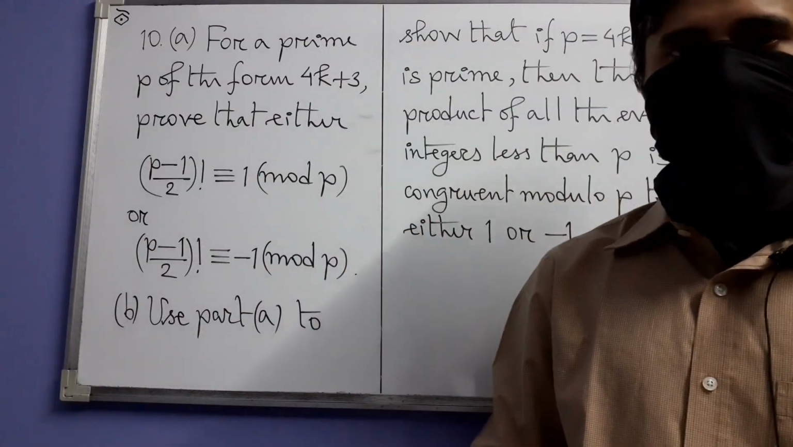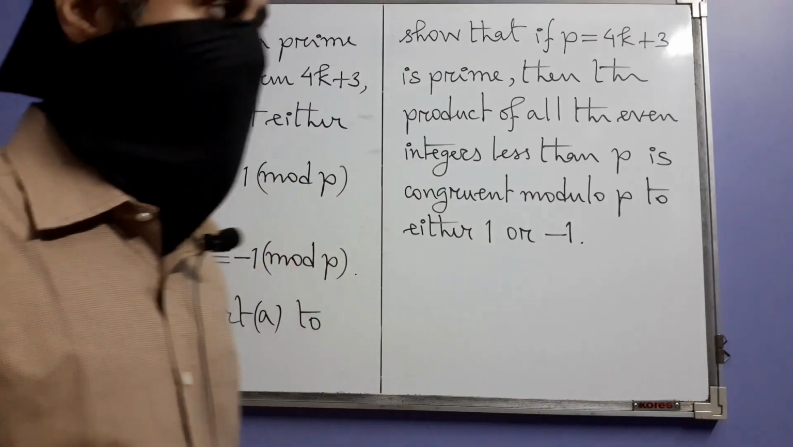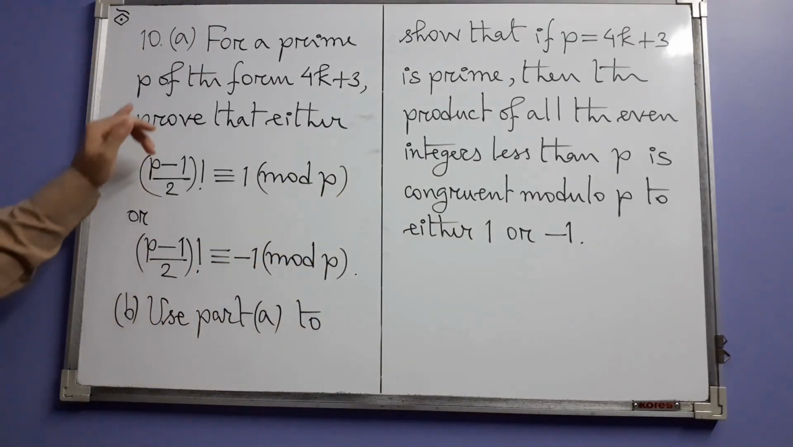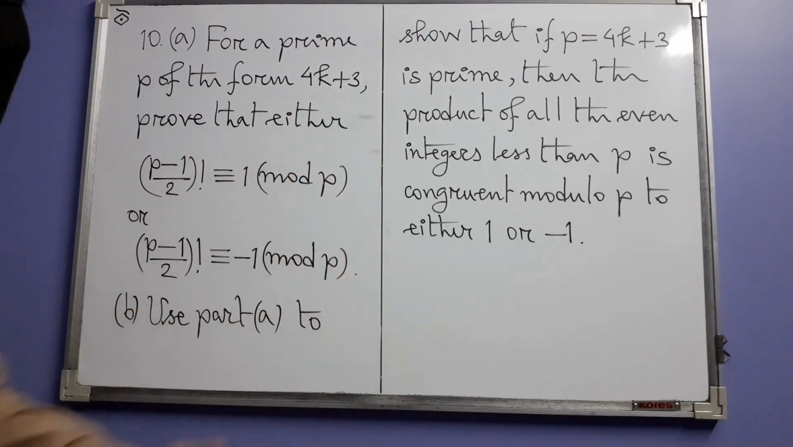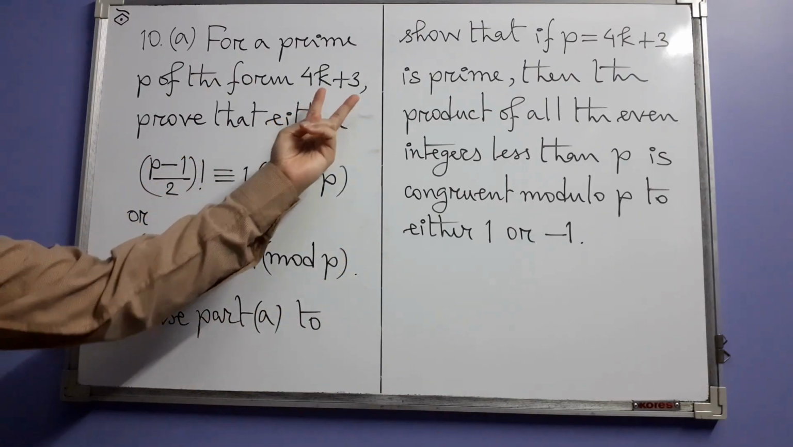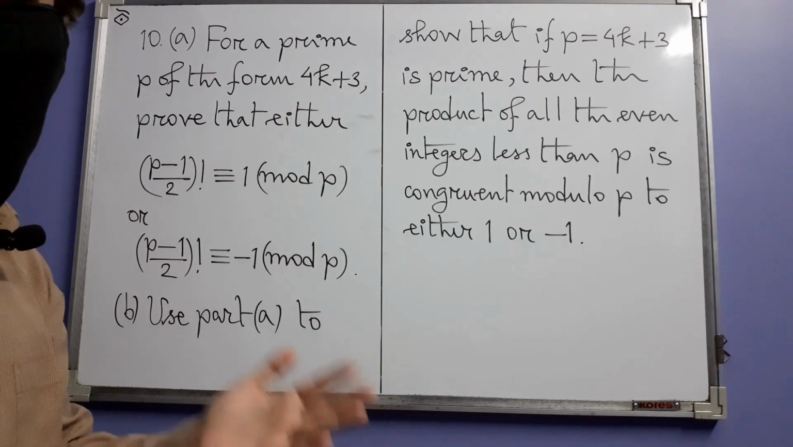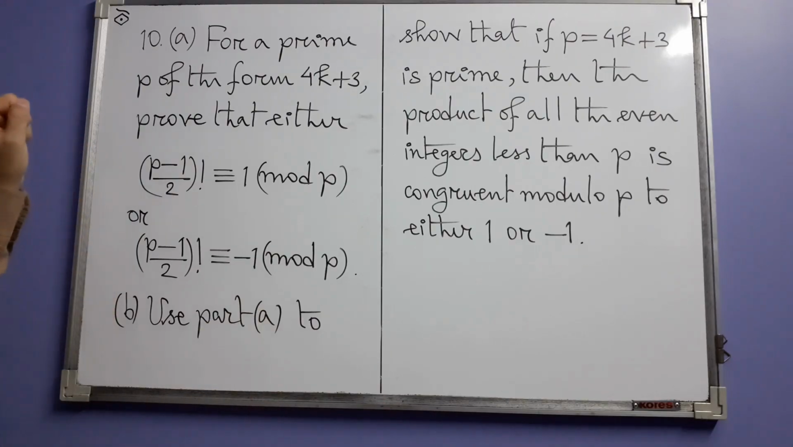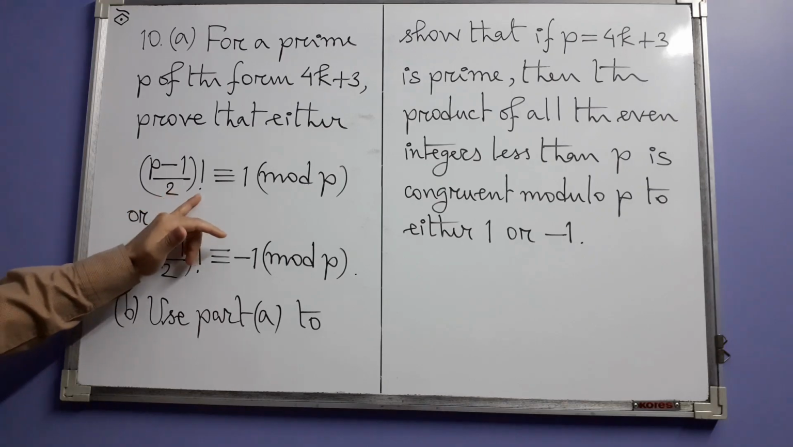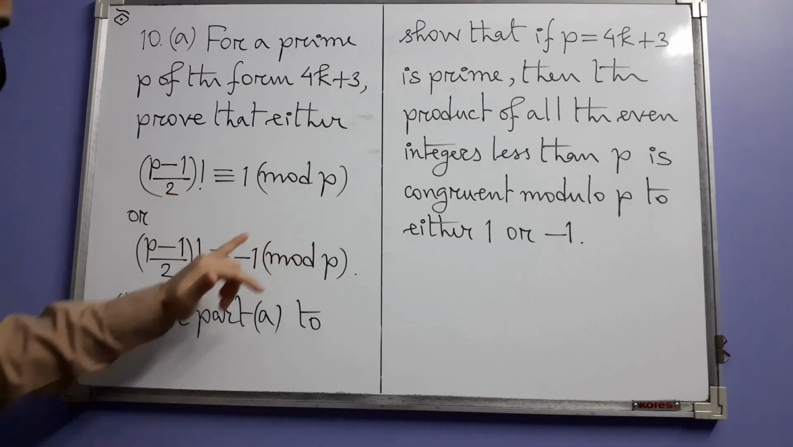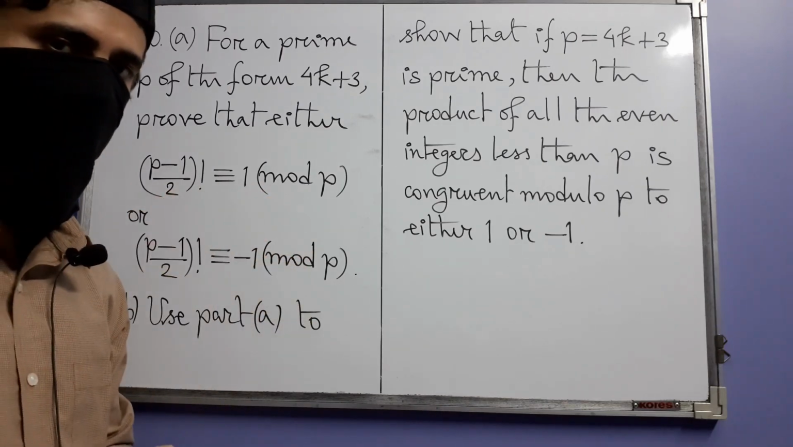Let us next see exercise 10. In this one we have a prime p of the form 4k plus 3. So p is an odd prime specifically of this form, so it is not of that other form 4k plus 1. If so, then prove that either p minus 1 over 2 factorial is congruent to 1 modulo p or congruent to minus 1 modulo p.